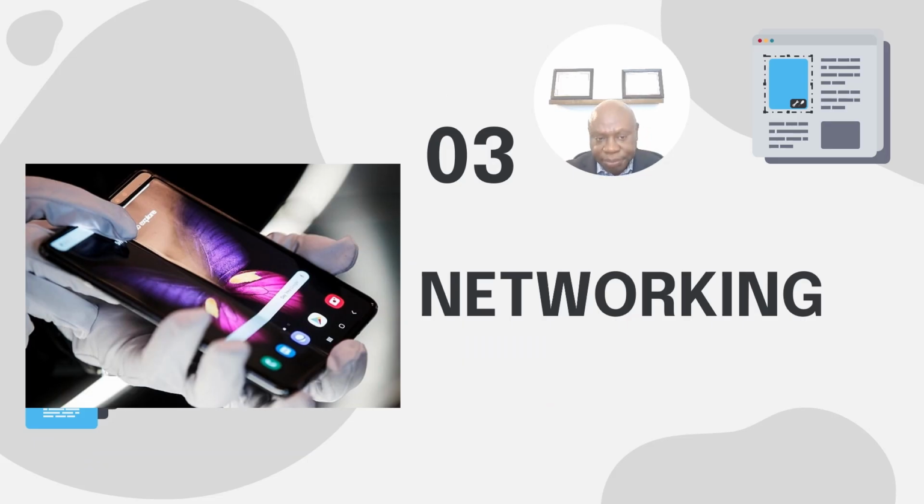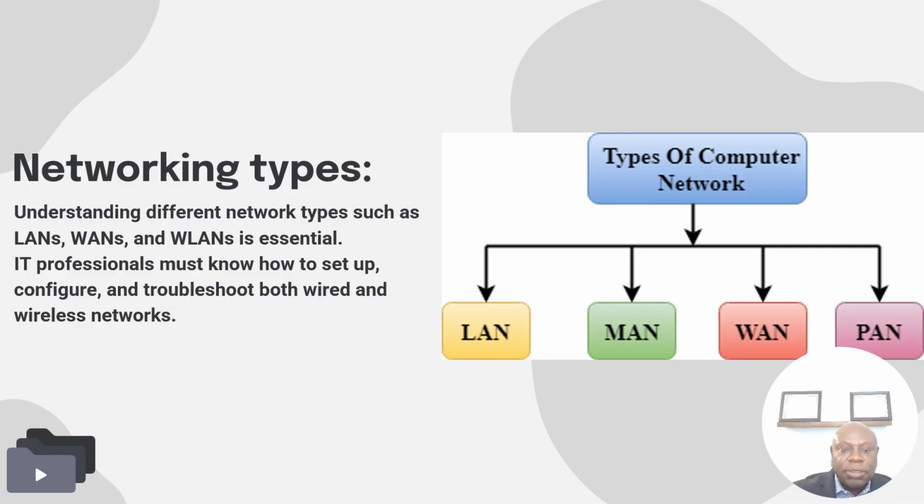Moving on to networks. Again, what is networking? Really, the different types of networks. I covered that in the previous chapter, and again, the videos do cover that. You have a LAN, MAN, WAN, and PAN. So these are just different types of computer networking. Again, understanding the different network types, such as LANs and WANs, is essential, and understanding how to set up, configure, and troubleshoot both wired and wireless networks.